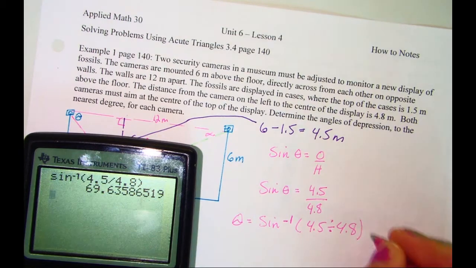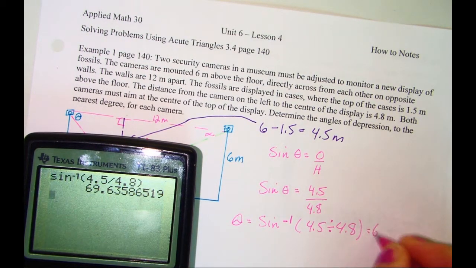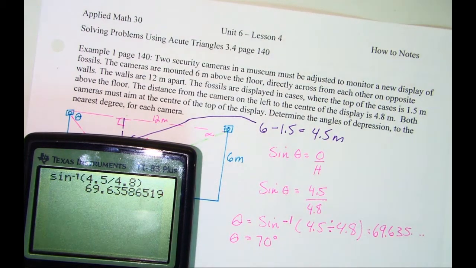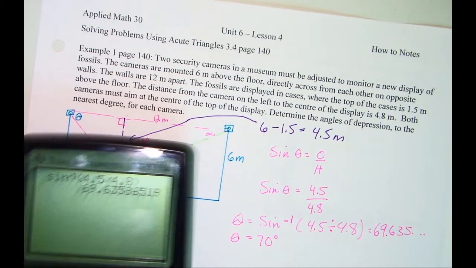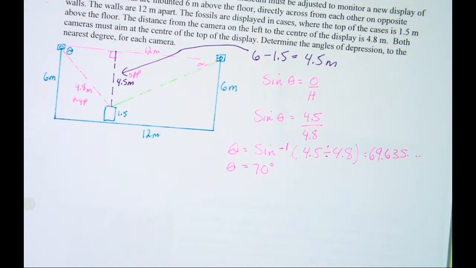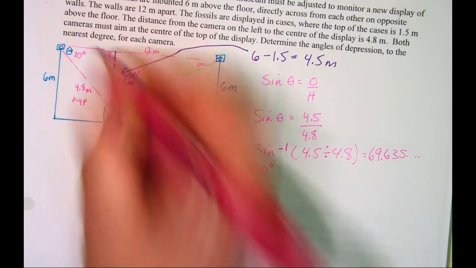Okay. So they said to the nearest degree, that would round off to, I'll write it out like this. To what? 70. Okay. So now I know this is 70 degrees here.